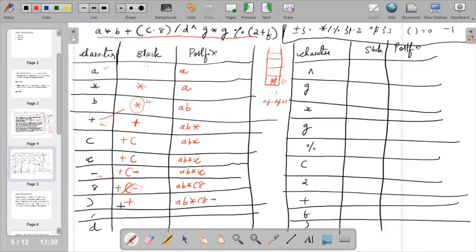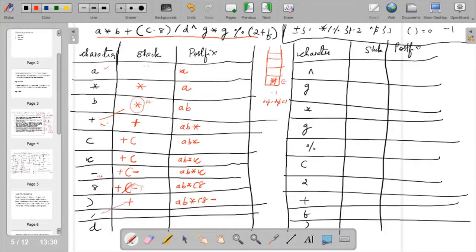Next you have AB, and you got the answer as AB star, then C, and AB star C8 minus. Yes, correct. Next I have division and plus.